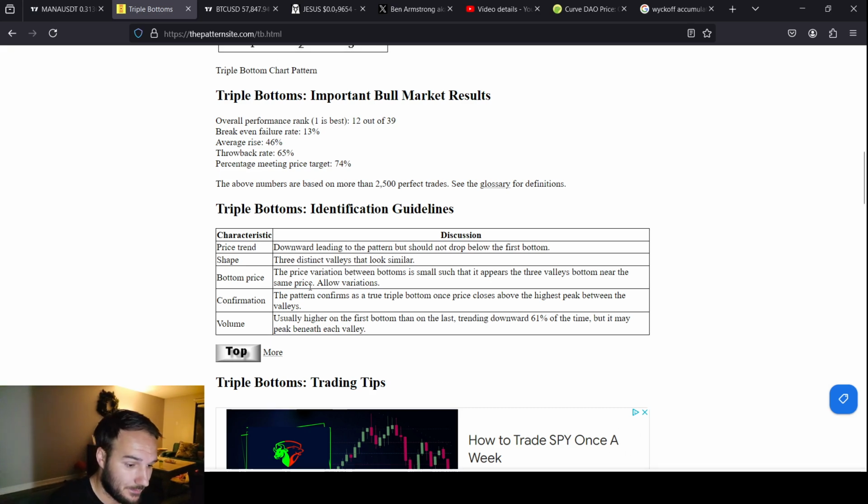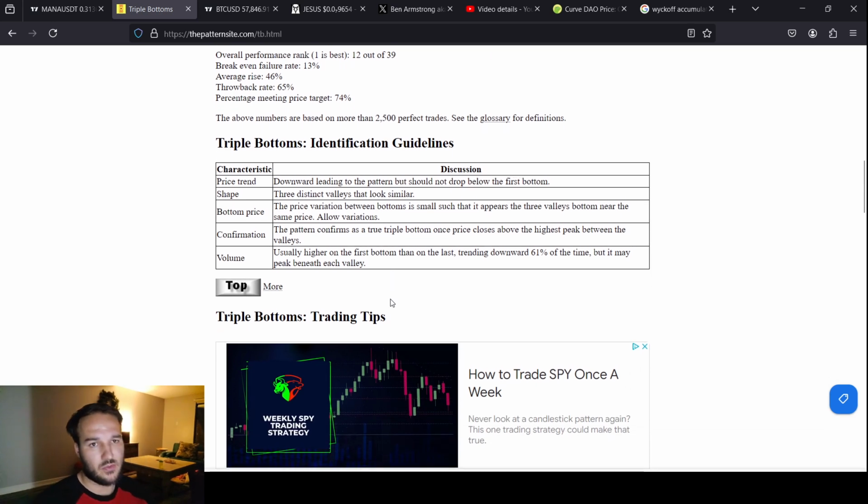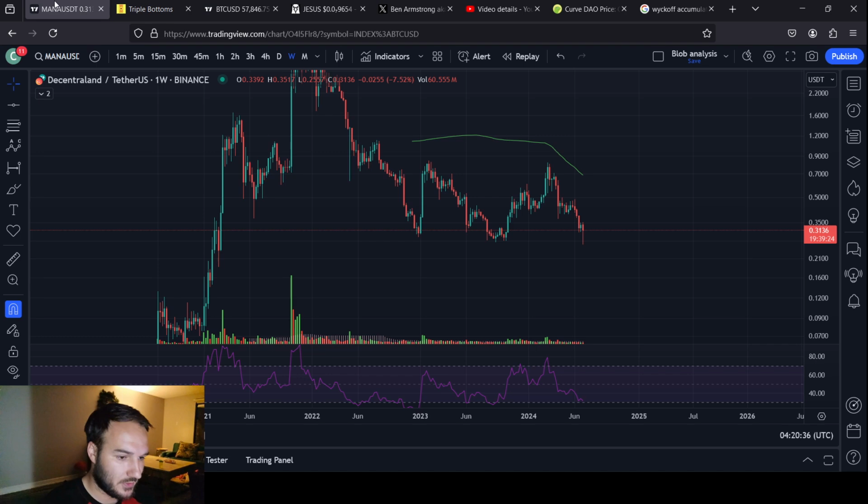I don't know. The price variation between bottoms is small, such that it appears the three valleys bottom near the same price. Allow variations, yes. Okay, so it's saying you want it to be looking like a perfect triple bottom, but it doesn't have to be perfect, right? You can go a little bit lower.